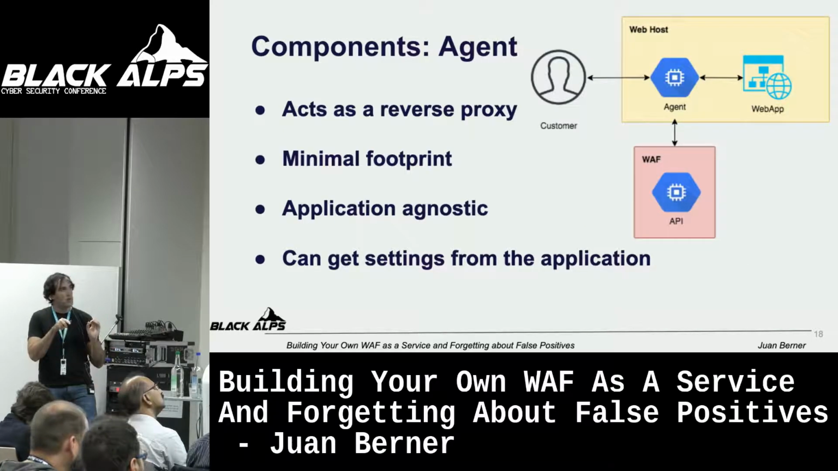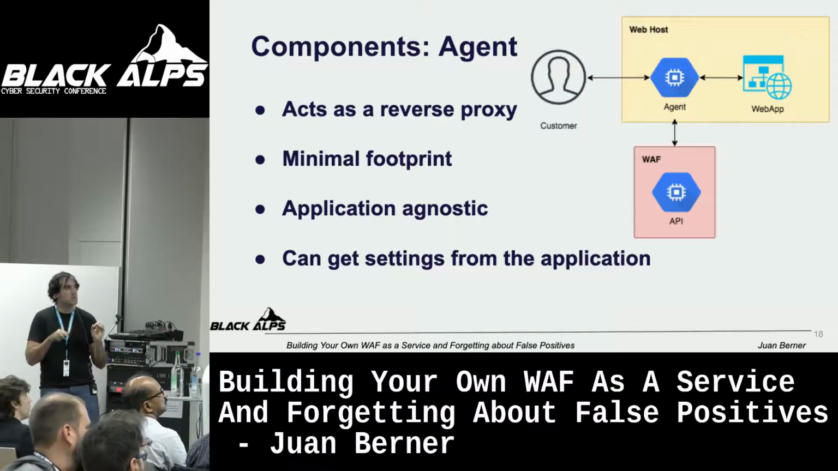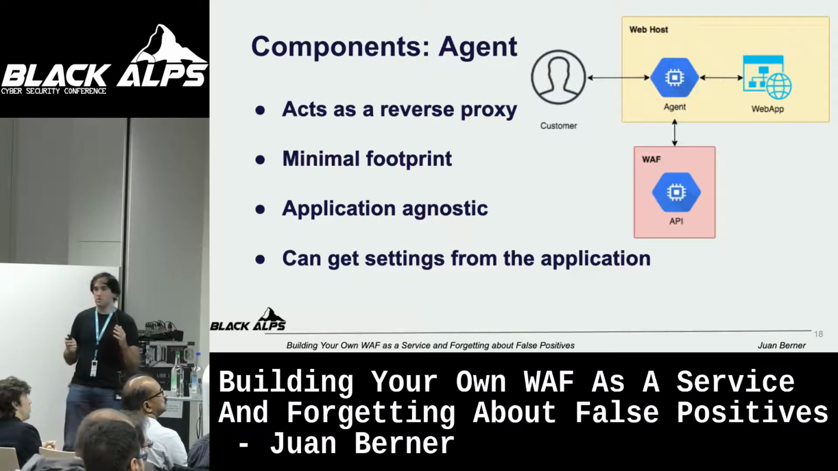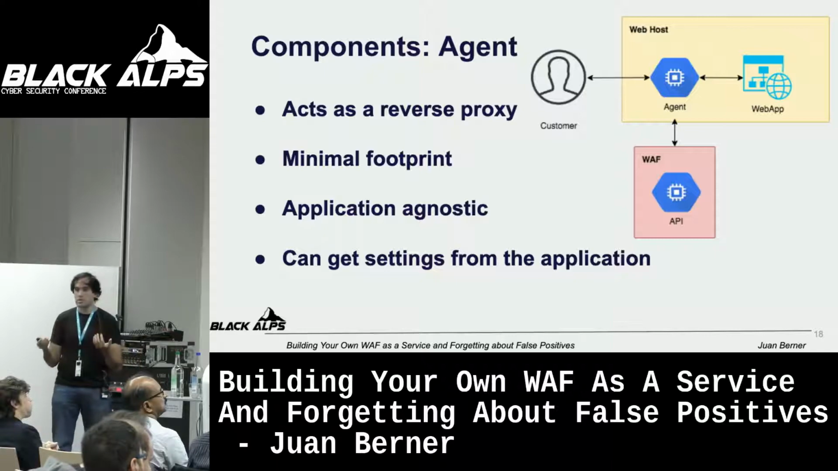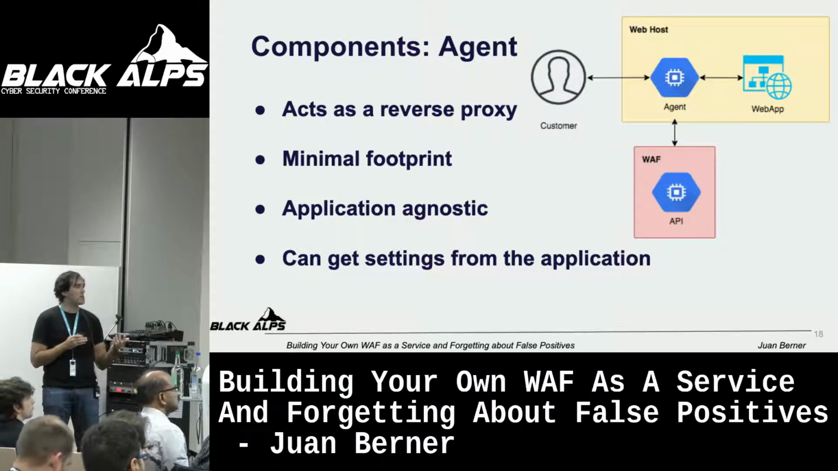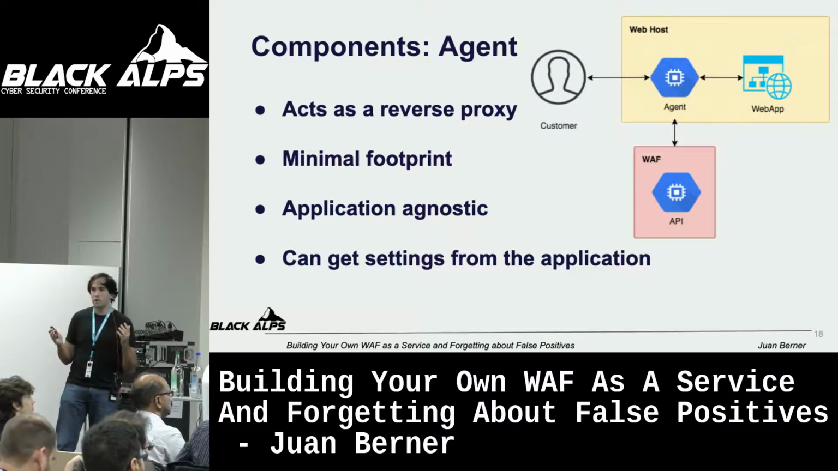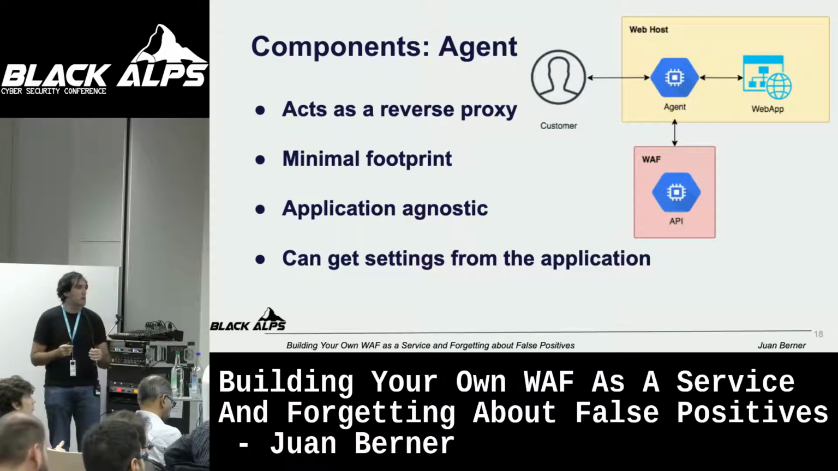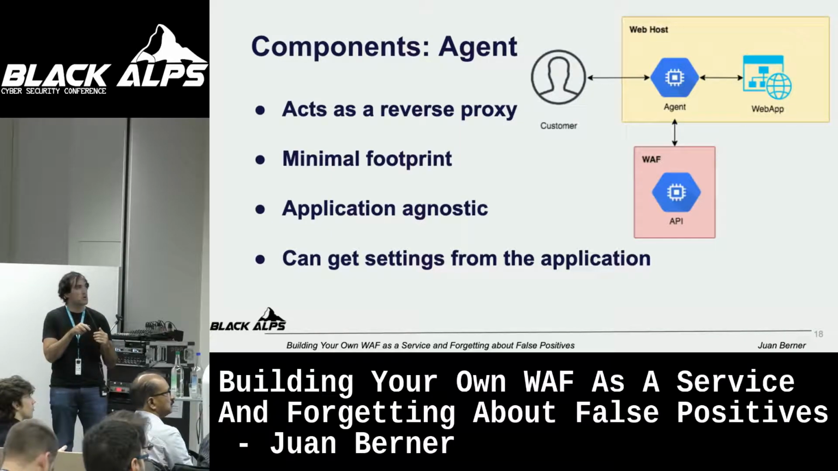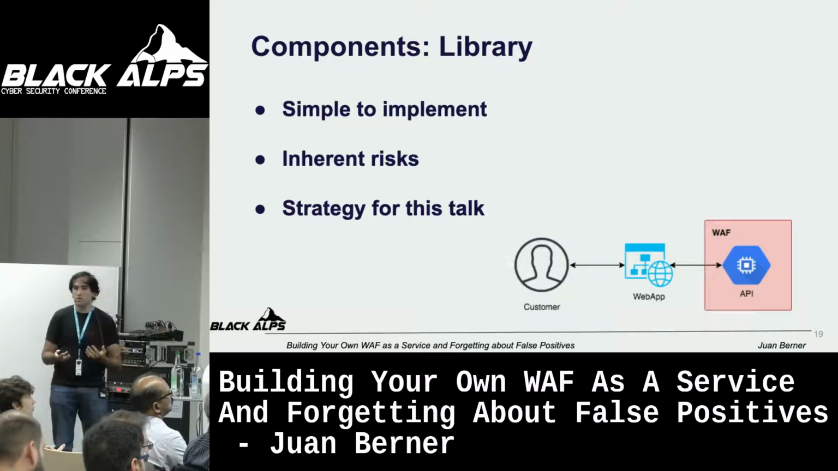Now, we have the web application here, but we need to interact with the web application firewall service. There are two options for this. One option might be to deploy an agent, which has some of the issues I mentioned around agent deployment, but it can have a minimal footprint because we're not doing a lot of logic. It's basically doing an API call, and it can interact with the application to get all the settings that it needs. Or a library, which is what I'm using for this talk.